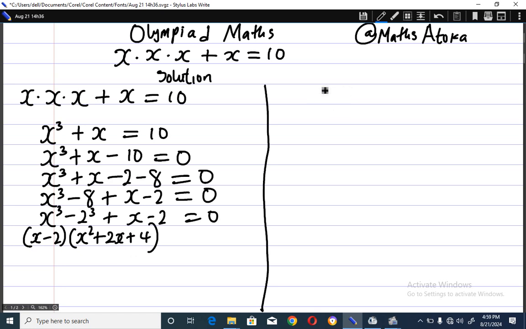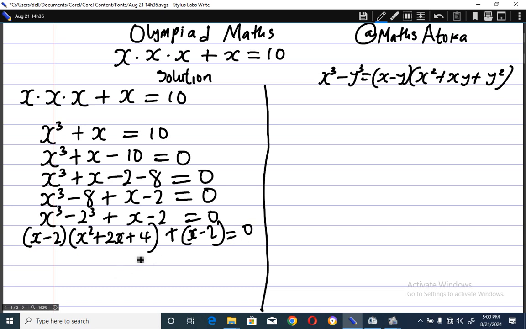I got this by saying you should know that x raised to power 3 minus y raised to power 3 is the same thing as saying x minus y, in bracket x squared plus xy, then plus y squared. Okay, so that's how I got this factorization. So I'm going to have plus then x minus 2 is equal to 0. So if you look at this line and this line, they have something in common. They have x minus 2 in common.